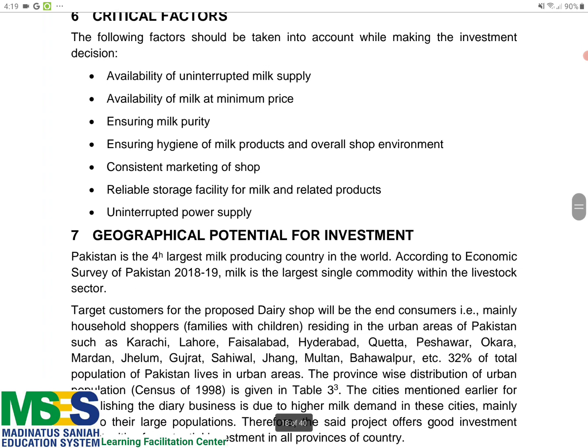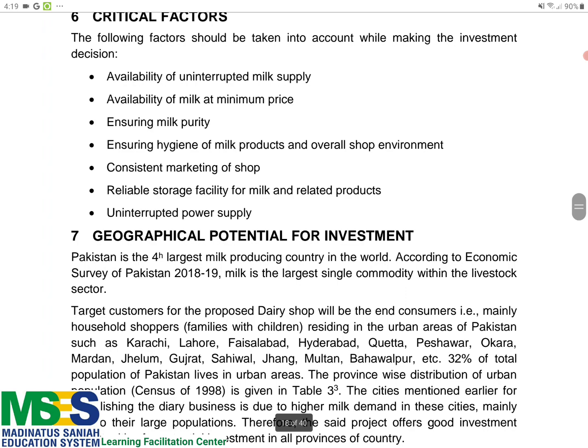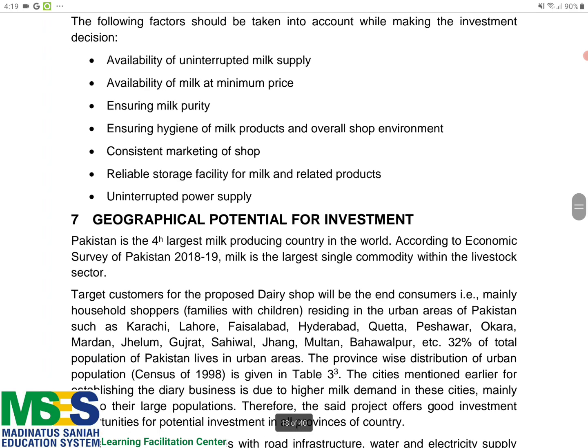Then another important thing is ensuring milk purity. Again, if your milk is not pure enough, people will switch to other shops. Same goes for ensuring hygiene of milk. What do we mean by hygiene of milk and the overall shop environment? People come and see that the shop is very clean. Milk is kept in a clean environment, so they would prefer to buy from you.